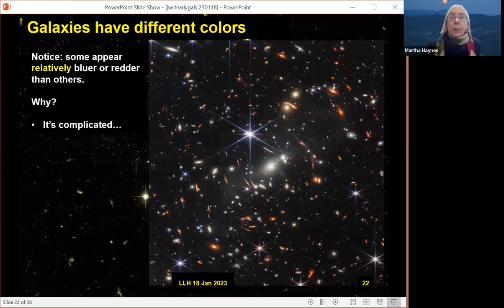Galaxies have different colors, and you can see that in this image. Some of them appear, relatively speaking, blue. Here are some blue things. Bluer, bluish. And some of them appear redder. I'm not saying blue or red, I mean relatively red or relatively blue. And the answer to why galaxies have different colors is complicated.